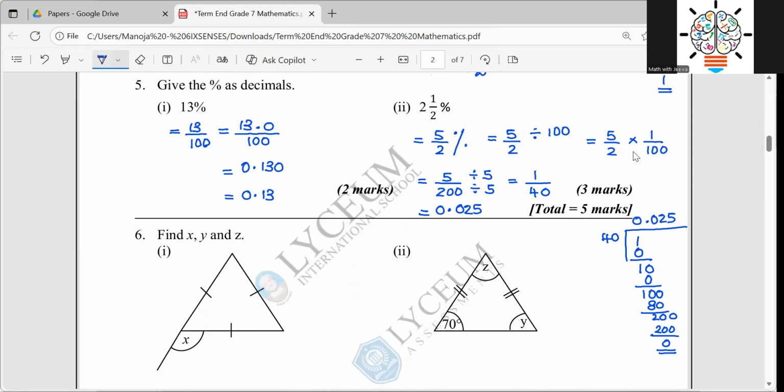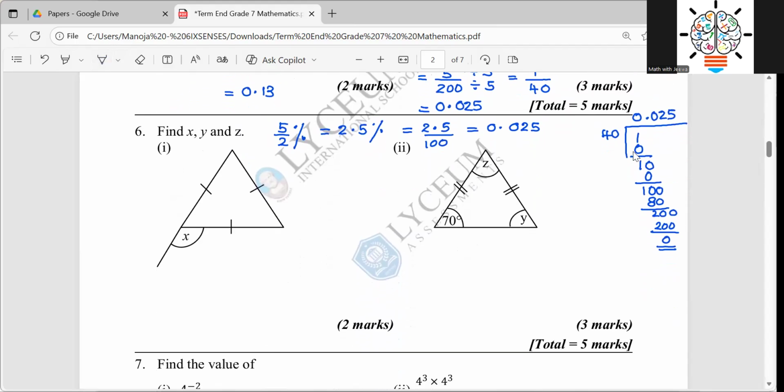So then if you have 5 over 2 and that answer you divide by 100, 0.025. Okay. Another way we can do this, I will just show you and erase it: we have 5 over 2%. No, 5 over 2, you can write 2.5%, right? So then 2.5% means 2.5 over 100. So then straight away you can get the answer 0.025. You get the same answer, right? Okay, so then we will move to the next question.